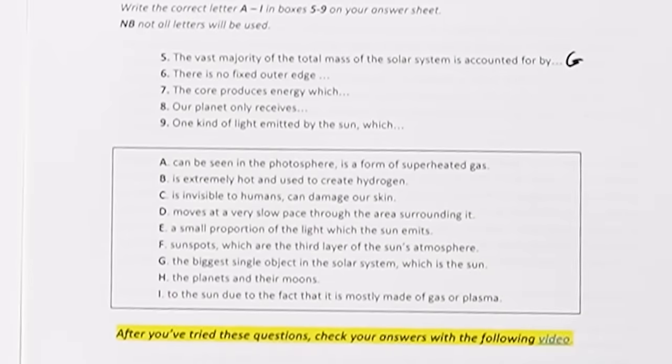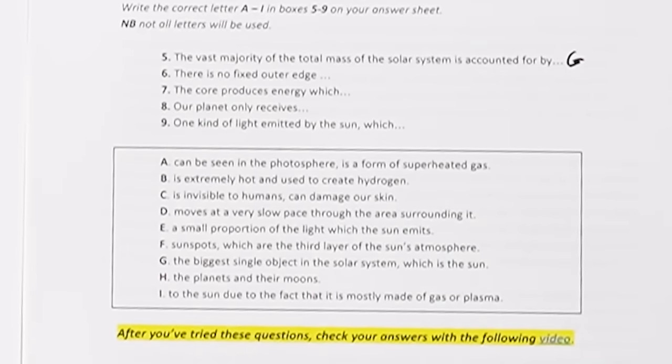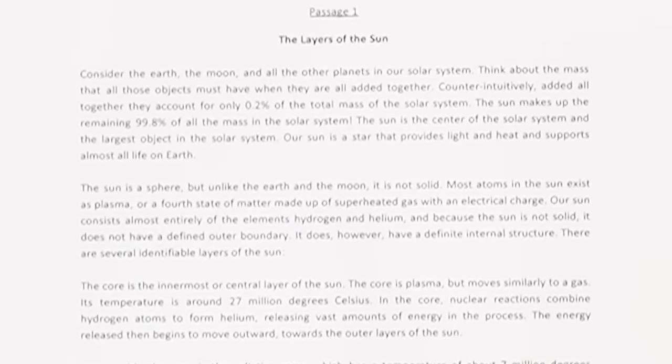There is no fixed outer edge. That could be because of something. There is no fixed outer edge. So we're looking for outer edge. It might also say outer surface or something like that. So if we have a look here, defined outer boundary, fixed outer edge. A boundary and edge are the same things.